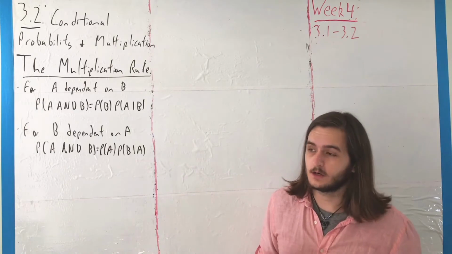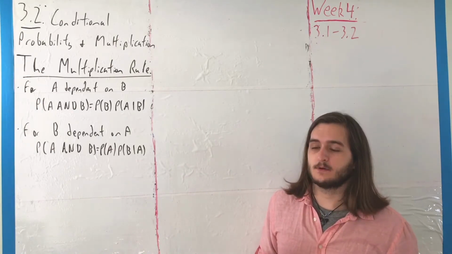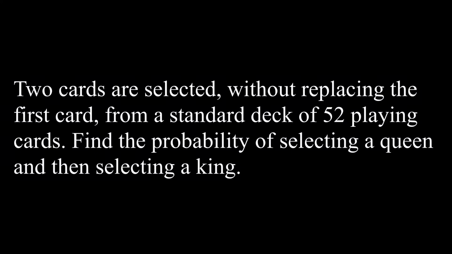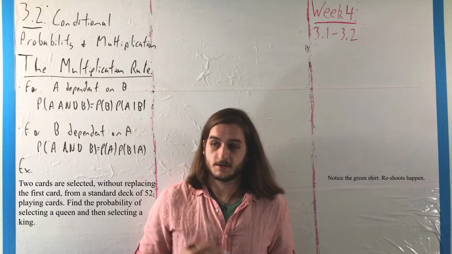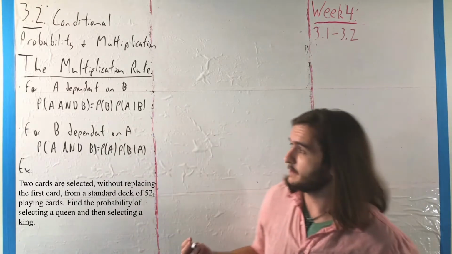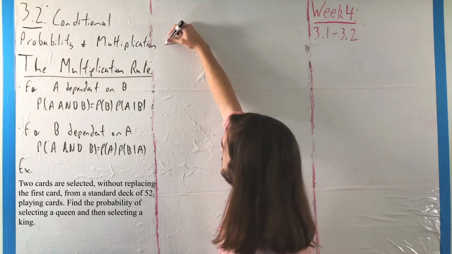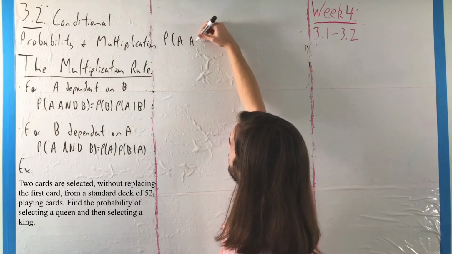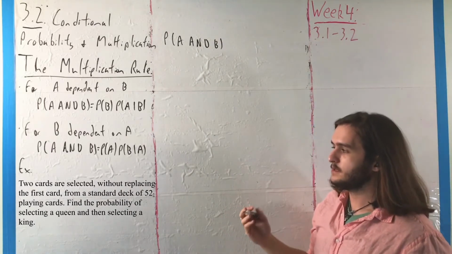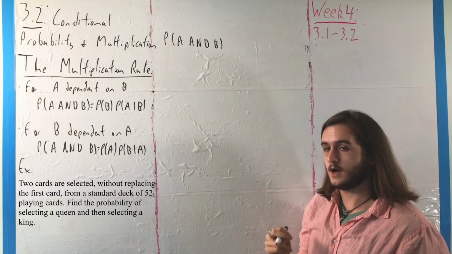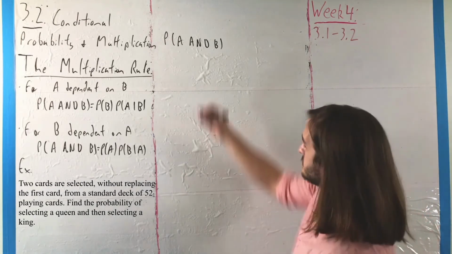So we're going to finish here with an example. For this example, we have two cards selected without replacing the first card from a standard deck of 52. And we want to find the probability of getting a queen on the first and then a king on the second. So we're finally going to clear out that example we've been talking about since we started this section, where hopefully by now we're pretty confident that if we want to talk about this relationship of A and B in terms of probabilities, the event B will depend on the occurrence of event A under these assumptions.